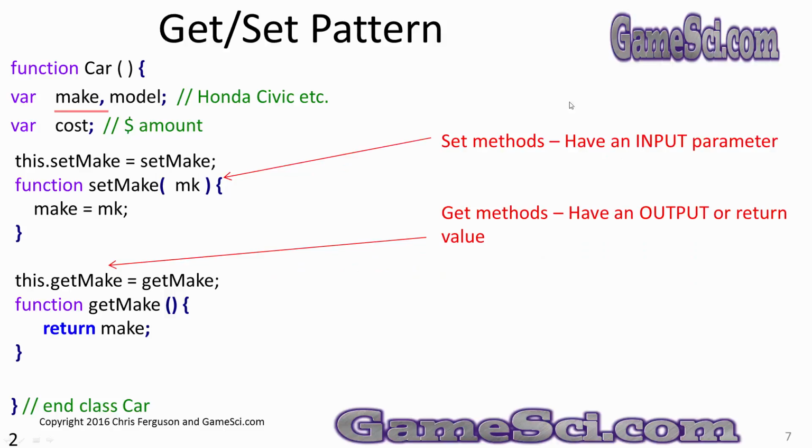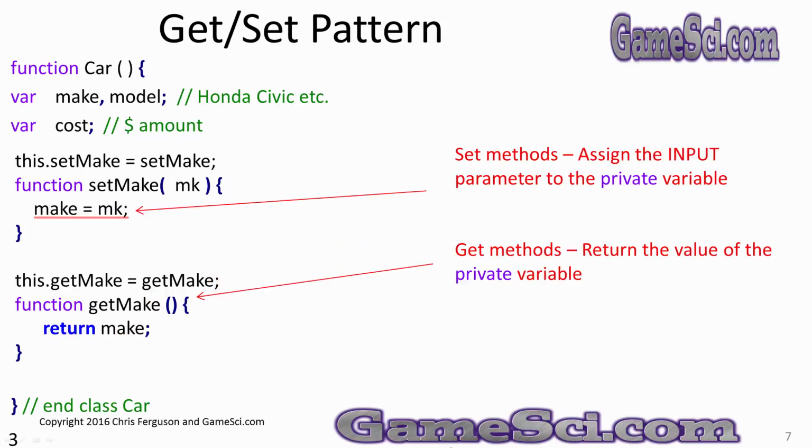Set methods always have input parameters. Set methods are trying to put something into the object, so make will come through this parameter and will then make its way out to the make variable. Get methods have an output or return value. Get methods always send something back. GetMake is going to return the current value of the make variable. Setters put stuff in, getters pull stuff out.